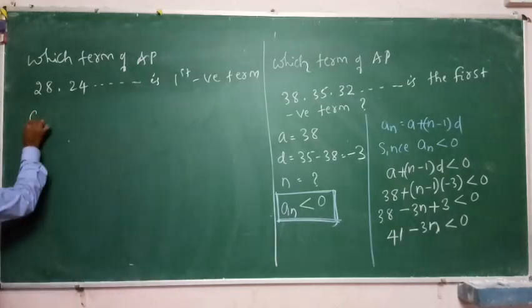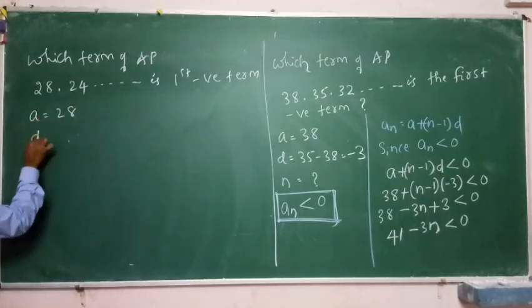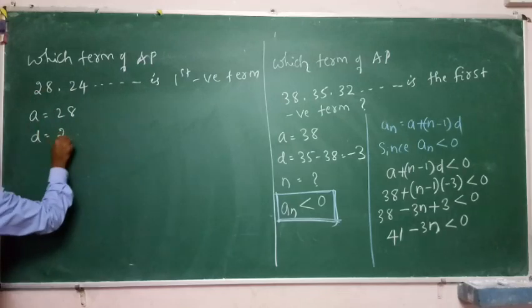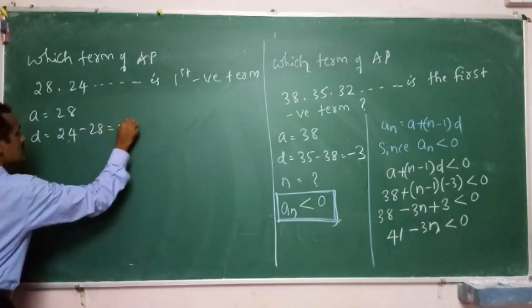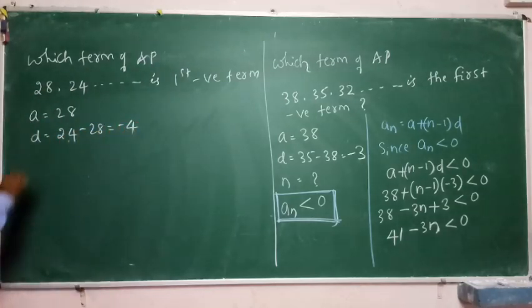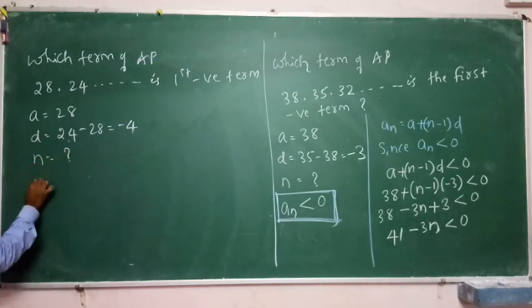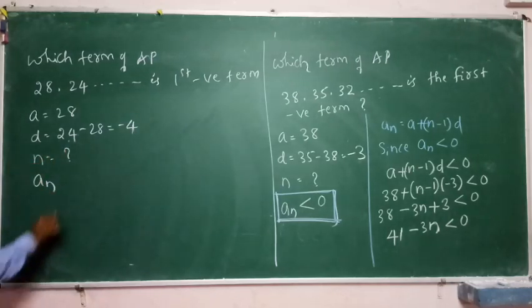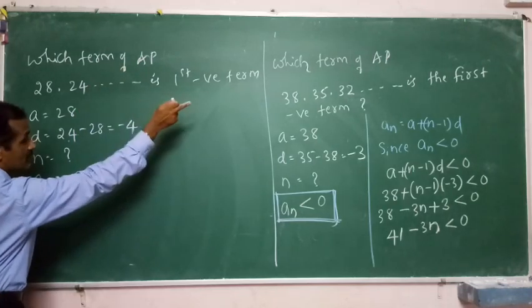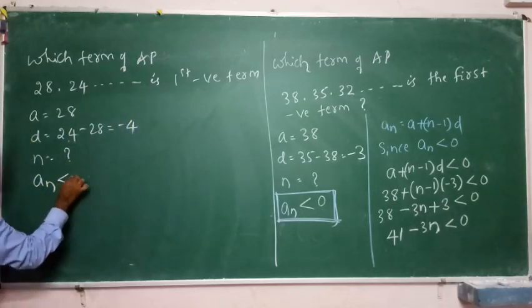Come on. a is equal to 28. Common difference: second term minus first term, 24 minus 28. Answer is minus 4. n has to be found, and an. So first negative term means an must be less than 0.